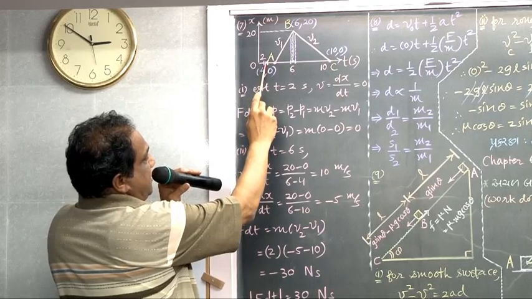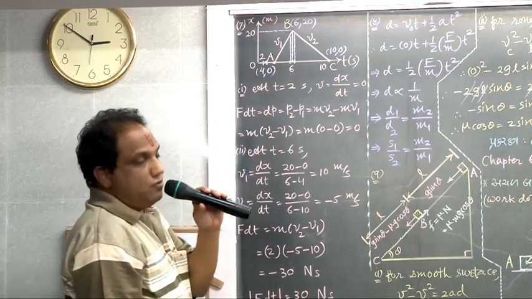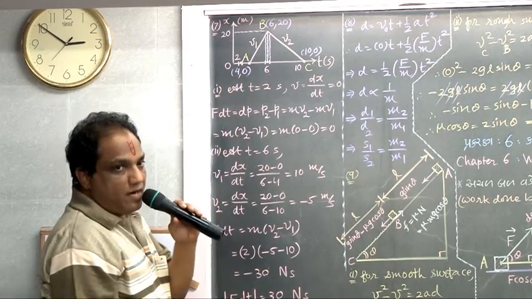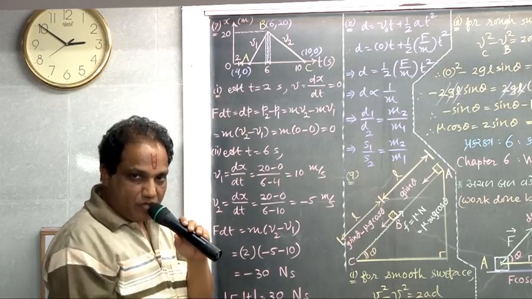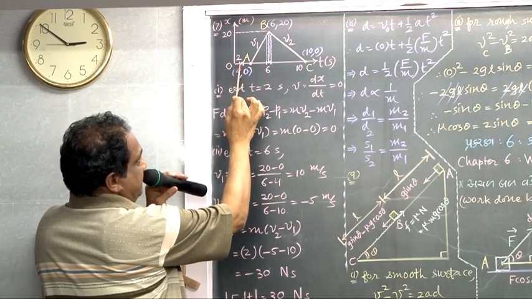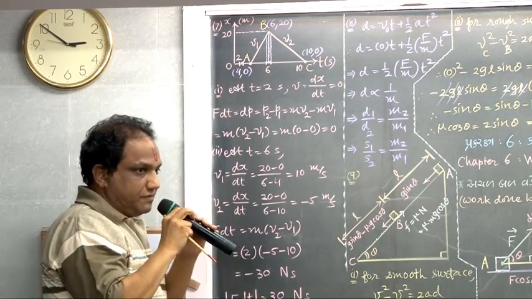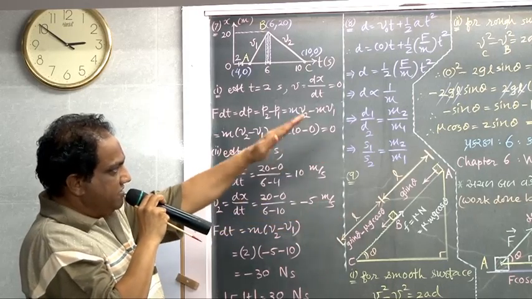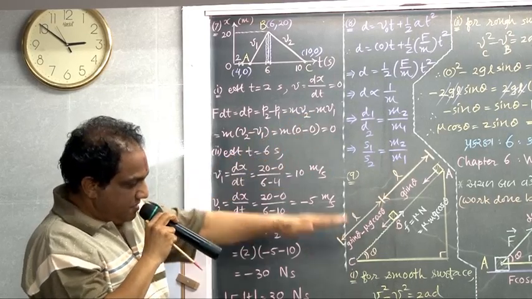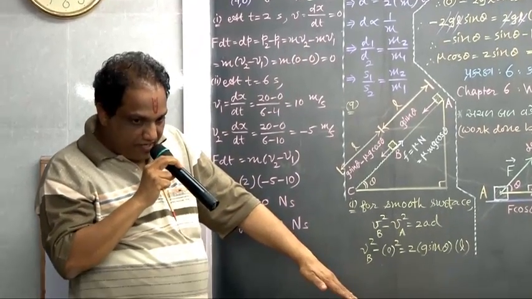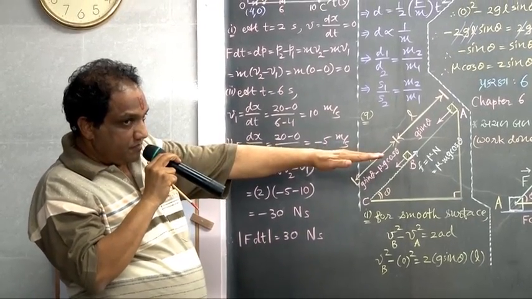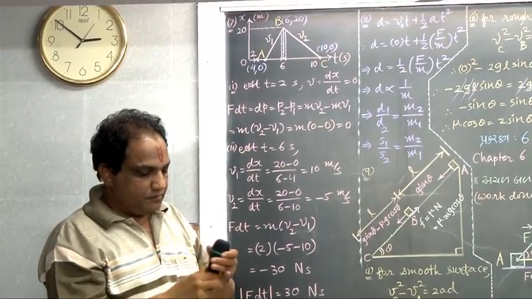Here it is t equal to 2 seconds, correct? Now around 2 seconds, just select a very small time interval. This much part of the graph is horizontal. If the graph is rising, there is a positive slope. If the graph is falling, the slope is negative. But if the graph is horizontal, the slope is 0.